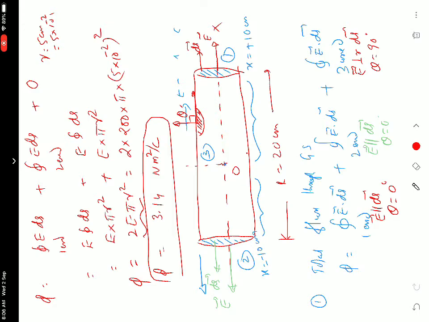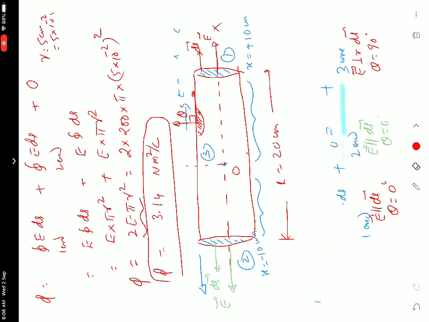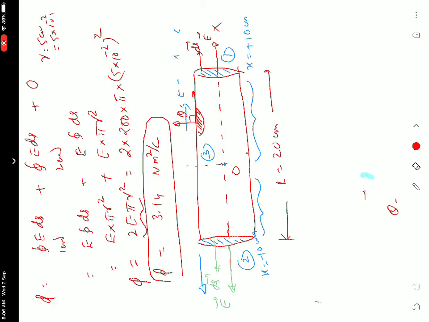So if there is a net flux, of course there will be a charge also. We are going to find out the net charge inside by Gauss's theorem. So by Gauss's theorem, flux is equal to 1 by epsilon 0 into Q inside. So Q inside is equal to phi into epsilon 0.